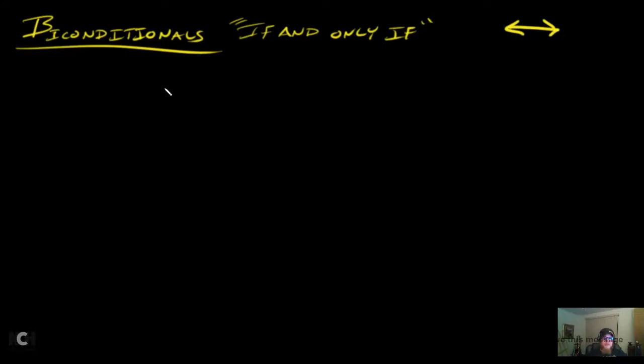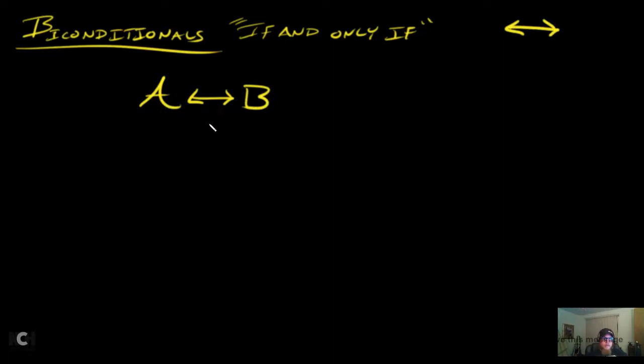So biconditionals, we've talked about conditionals, we've talked about conjunctions, we've talked about negations. What are biconditionals? These are if and only if statements, which are represented by the double arrow. So let's go ahead and talk about some of these and what we do with them. I actually think biconditionals are easier to deal with than negations, but let's see what we've got. Biconditionals are represented by the statement if and only if. So here's what a biconditional looks like. A double arrow B.